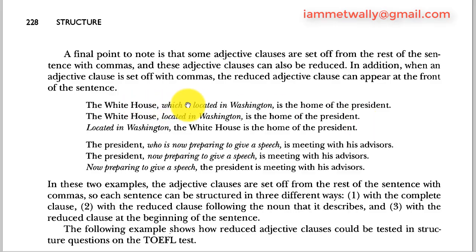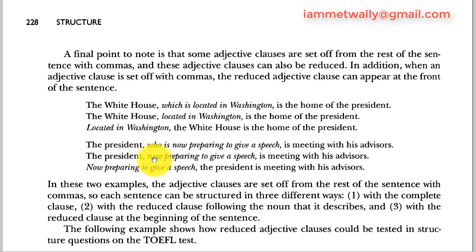I remove which and I remove is. Then I change this, put it at the beginning like here. Located in Washington, the White House is the home of the president. The president now preparing to give a speech is meeting with advisors. Now preparing to give a speech, the president is meeting with his advisors. As you can see, it's two levels of reducing.